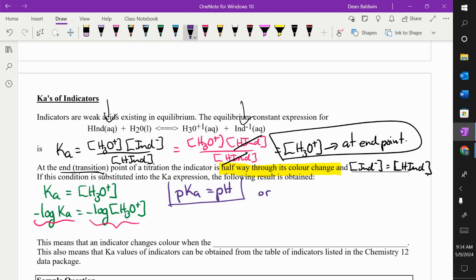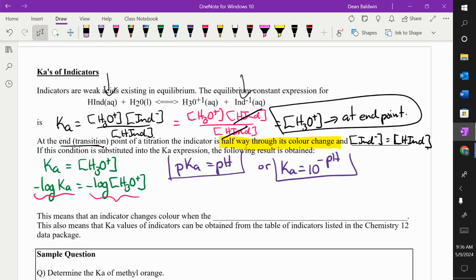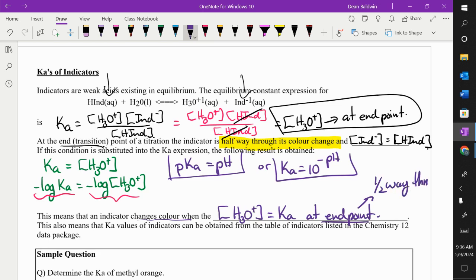Or, you can rewrite this: Ka is equal to 10 to the negative pH. This is for indicators, and it's at endpoint. So an indicator changes color when the concentration of H3O plus equals the Ka at endpoint, which is halfway through the color change.